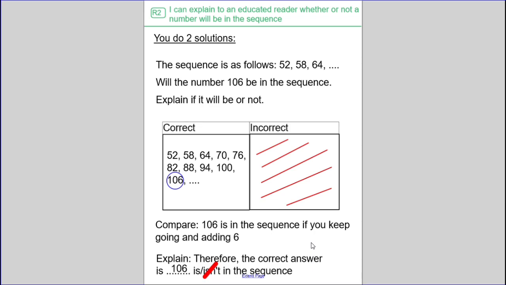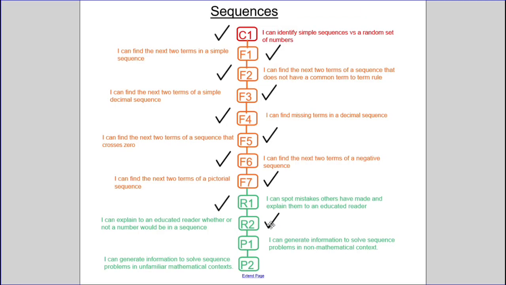So as you can see, you're being asked to find if 106 does appear in the sequence, and we can clearly see that it does appear in the sequence, so we don't need an incorrect box. 106 is in the sequence if you keep on adding 6. And finally, therefore, the correct answer is 106 is in the sequence, and we're going to cross out isn't and keep the is. That's the end of R2, and we've completed our R1 and R2 for today's lesson.